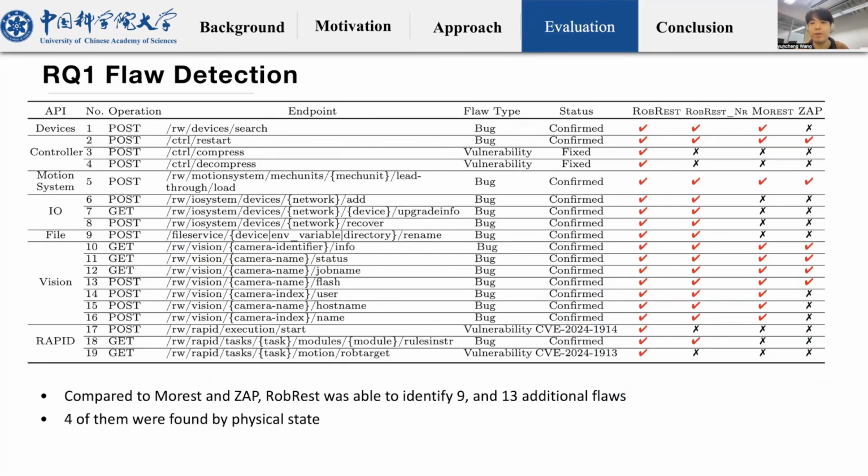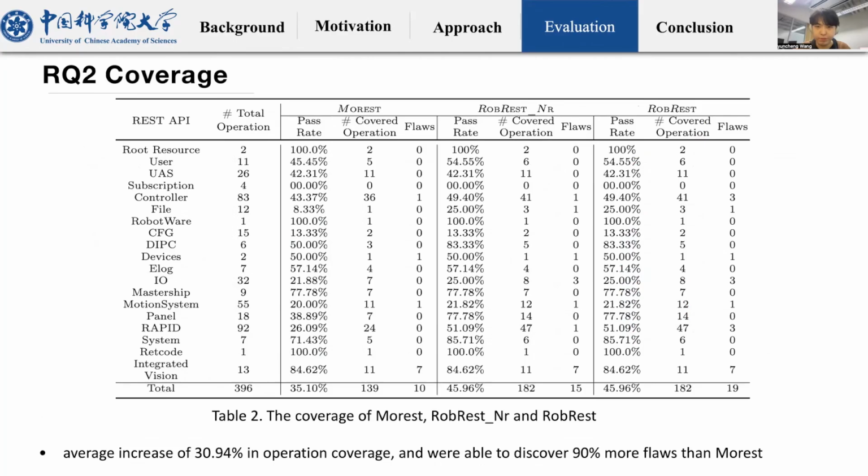For research question 1, RoboRest identified 19 flaws in total, with 2 vulnerabilities receiving CVE IDs. Compared to existing tools like Morpheus and ZIP, our approach detected 9 and 13 additional flaws. In addition, 4 vulnerabilities were discovered through physical states. For research question 2, RoboRest achieved a 30.94% improvement in API operation coverage compared to the state-of-the-art tool. It also detected 90% more flaws.